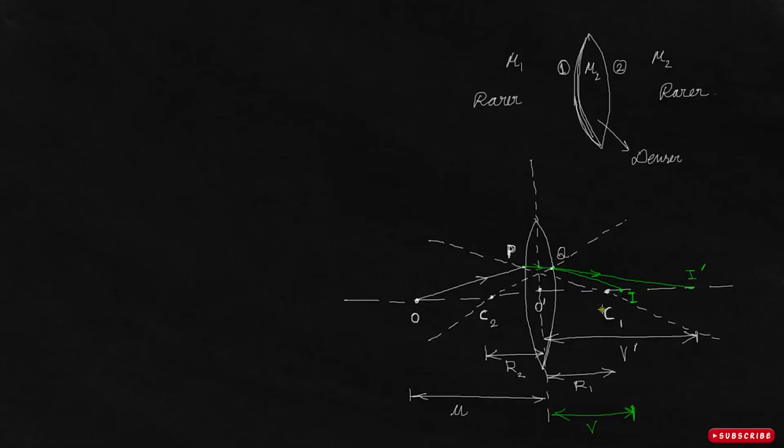Now this one is the radius of curvature, up to length C1, and up to I we have V. Clear? Now we have to consider the 2 surfaces separately. So consider the refraction at the first surface.